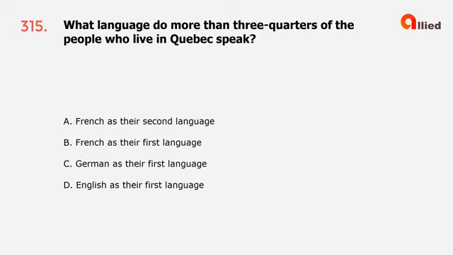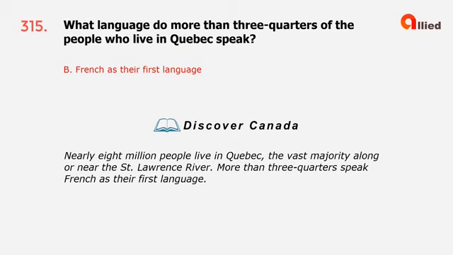Question 315. What language do more than 3/4 of the people who live in Quebec speak? A. French as their second language. B. French as their first language. C. German as their first language. D. English as their first language. The answer is B. French as their first language.